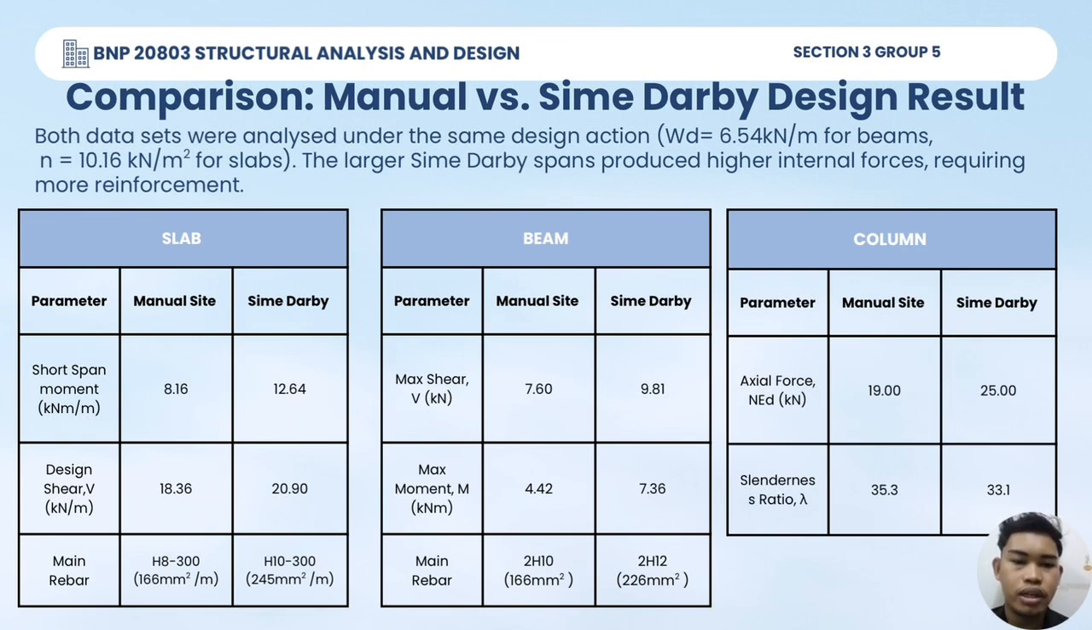And lastly is the column. The actual force and ED that we get on the manual side is 19 kilonewton, but based on the standard B drawing, the actual force and ED that we required is 35 kilonewton. And lastly is the slenderness ratio. For the manual side the slenderness ratio value is 35.3, but for the standard B it is 33.1.